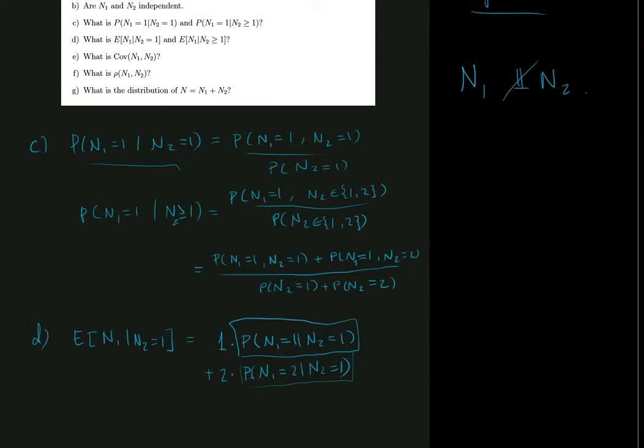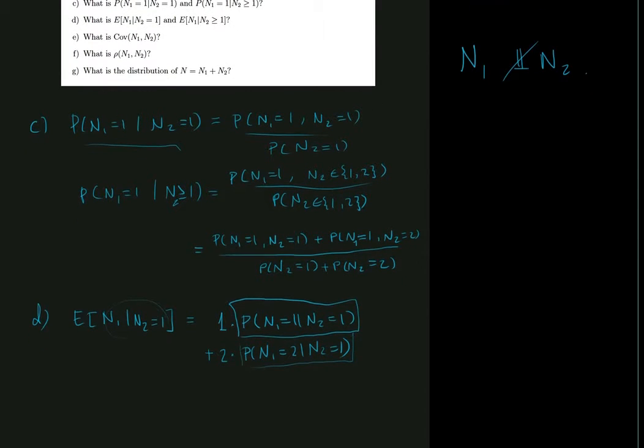And we calculate it exactly the same way as we did in C, just with N1 equals 2 instead of N1 equals 1. The reason why I do this here is because I find the mean of N1 given N2 equals 1 the same way as I do for any other stochastic variable. I take the values that N1 can take and I multiply by the probability that N1 will take that value given that N2 is equal to 1.